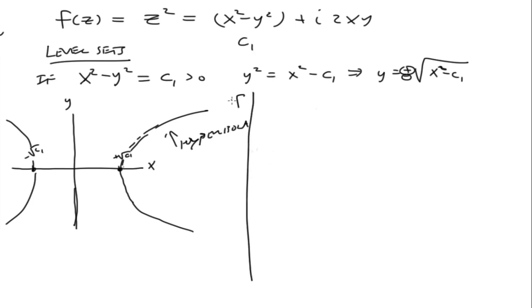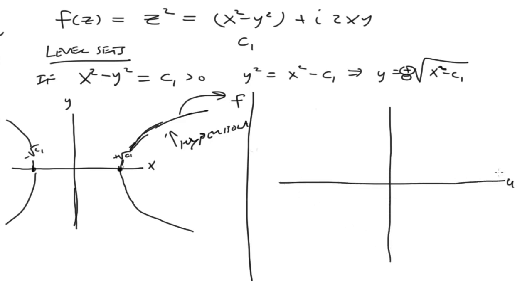So here's my f function. I'm going to take any one of these hyperbolas, and it gets mapped over to the uv plane so that u is just going to be c1. So it's going to be any vertical line. I'm going to try to draw this as accurately as possible. So that is c1.